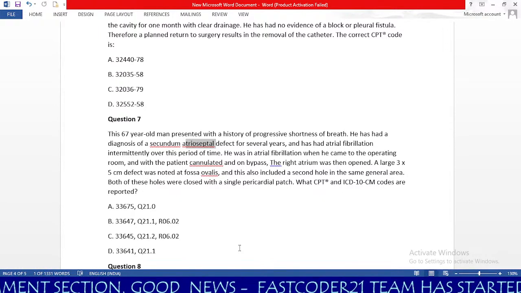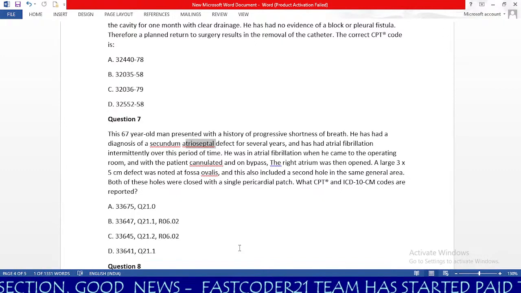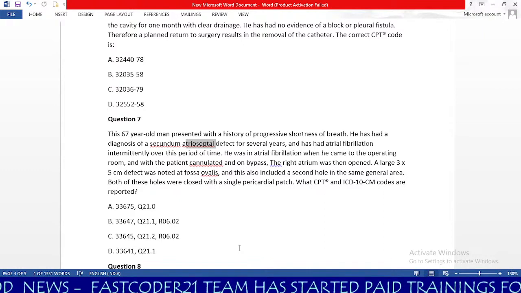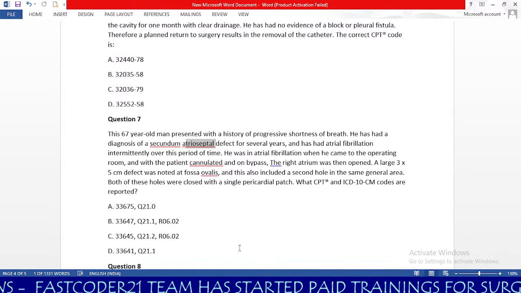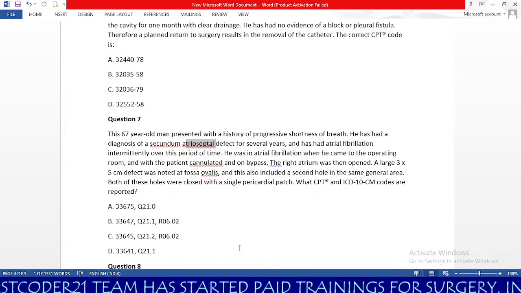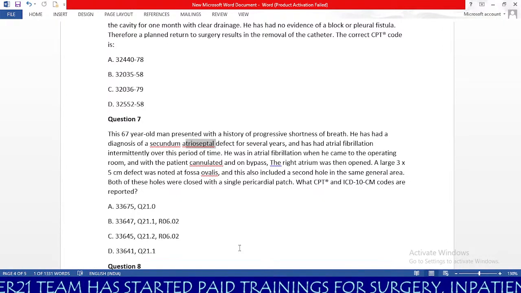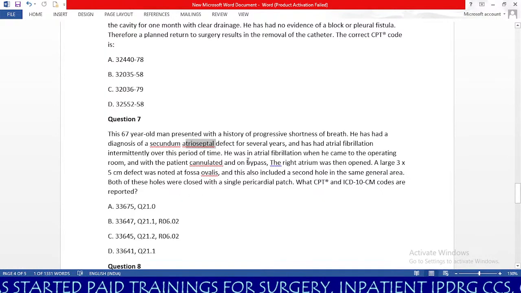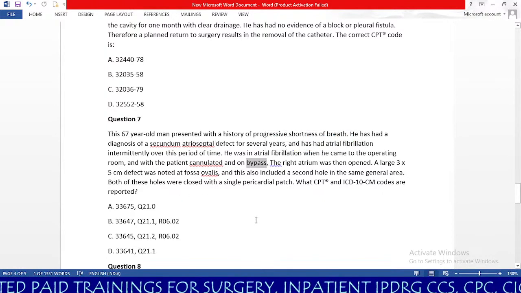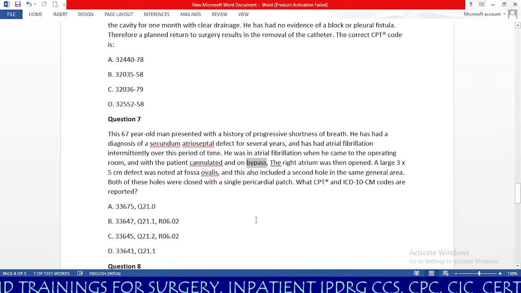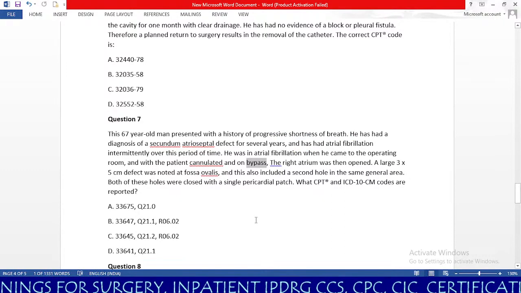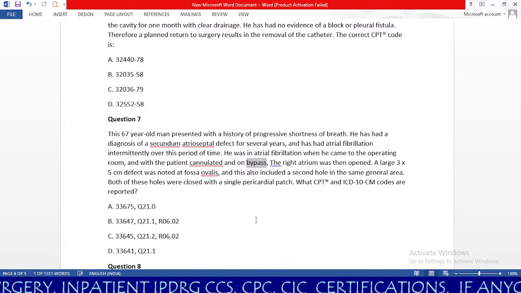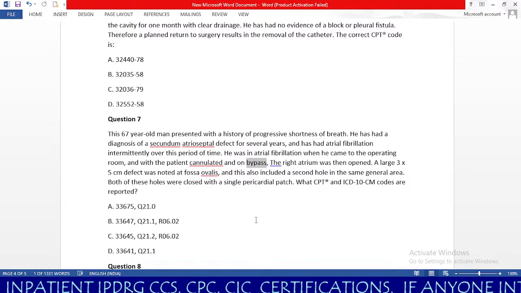If you check 33641, repair atrial septal defect, secundum, with cardiopulmonary bypass, with or without patch. See here, bypass is also mentioned. Cannulated and on bypass means it is a cardiopulmonary bypass. But in 33647 there is no mention of bypass. So here our answer is 33641, which is D. D is the correct answer.